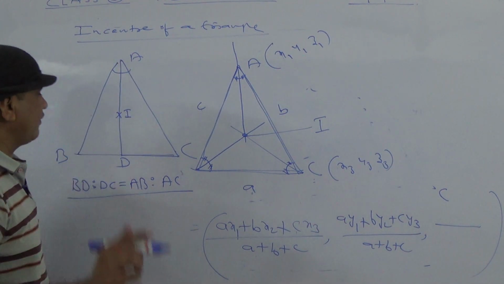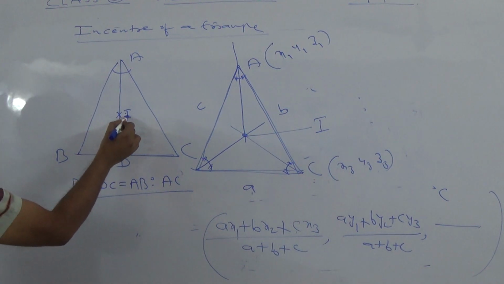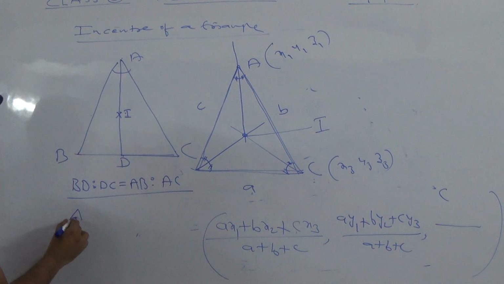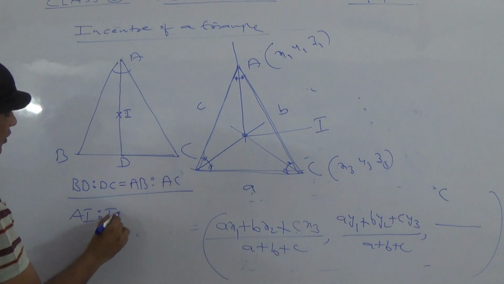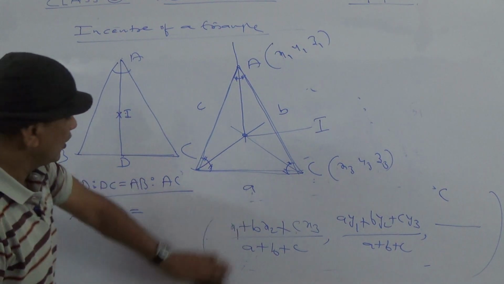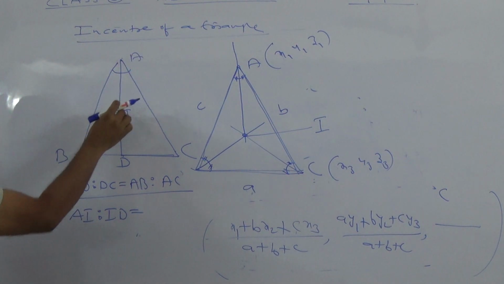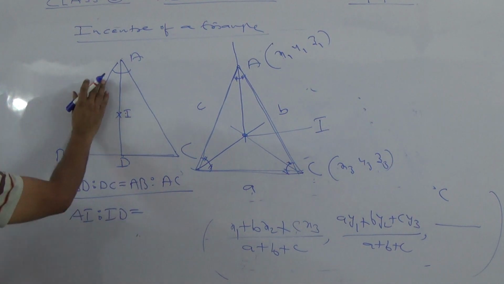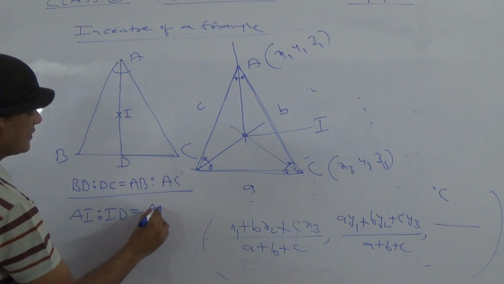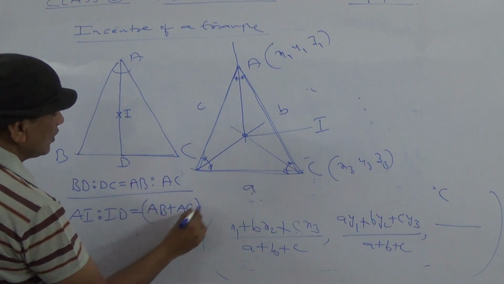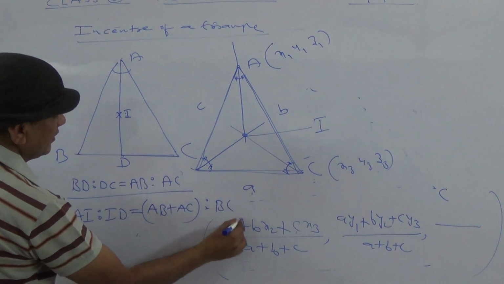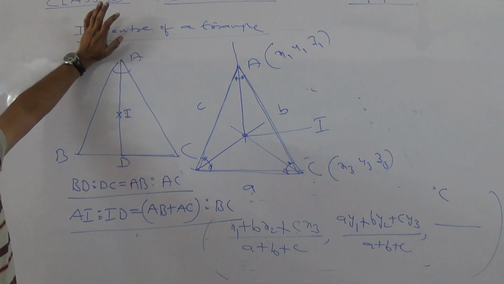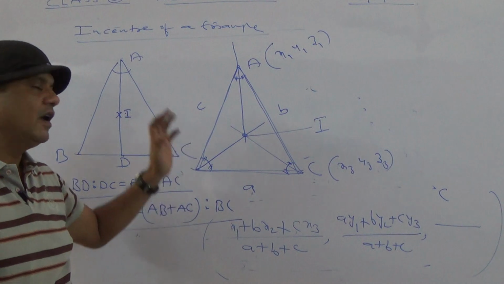Okay. Now another important formula: the incenter divides this bisector. AI is to ID, that means I divides AD in what ratio? The ratio is equal to this side plus this side, that means AB plus AC is to BC. These two are very important formulas. Okay, this is centroid, circumcenter, orthocenter, and incenter.